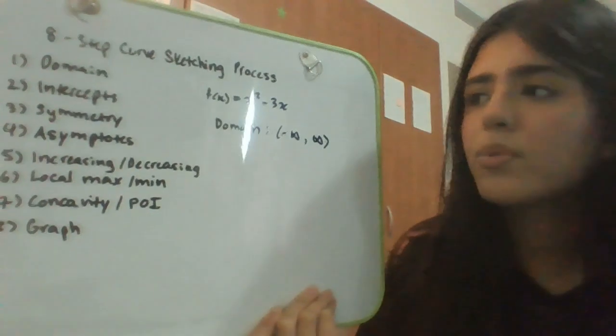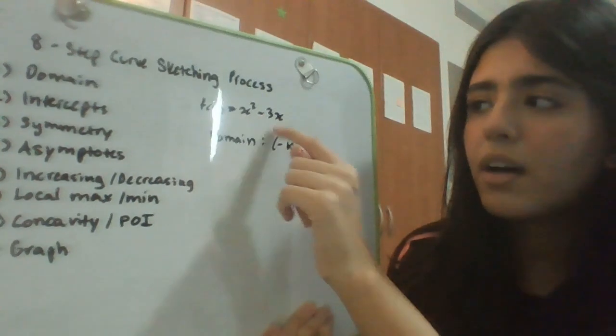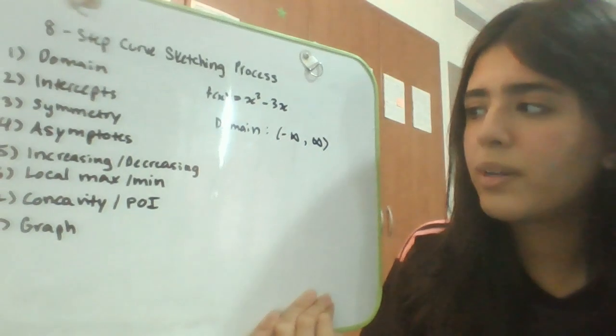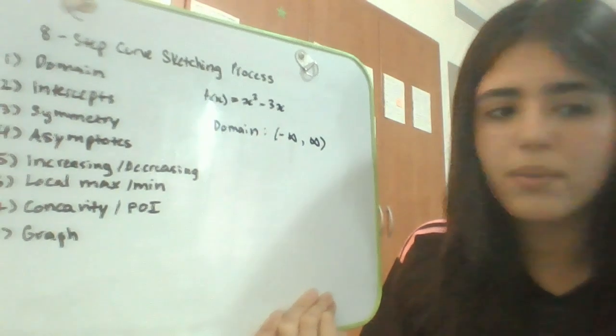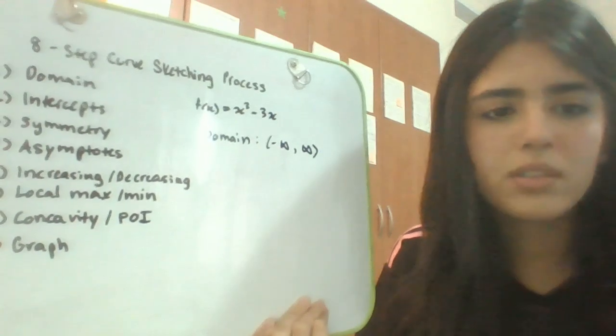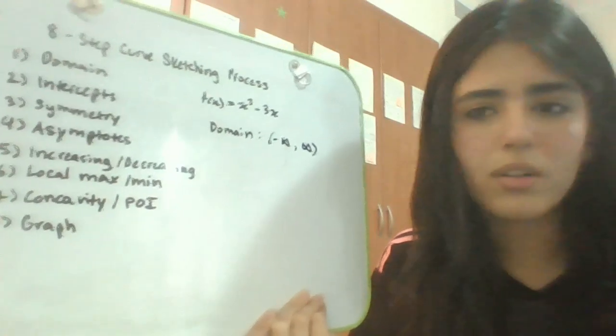Okay guys, so step 1 is really easy because we have a polynomial here and there is nothing that restricts the x. So we can just directly tell that the domain is going to be all real numbers. Negative infinity to positive infinity is going to be the domain. And that's the first step completed. Next is finding intercepts. So let's start on that.